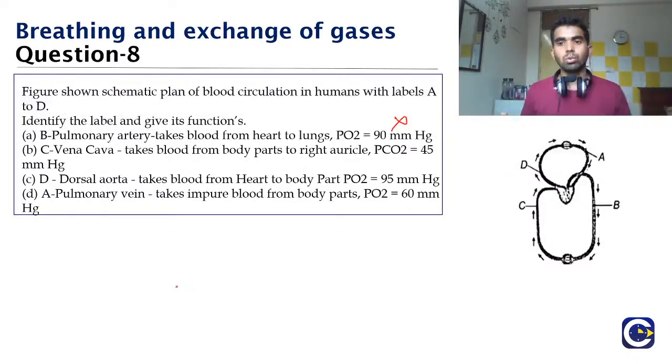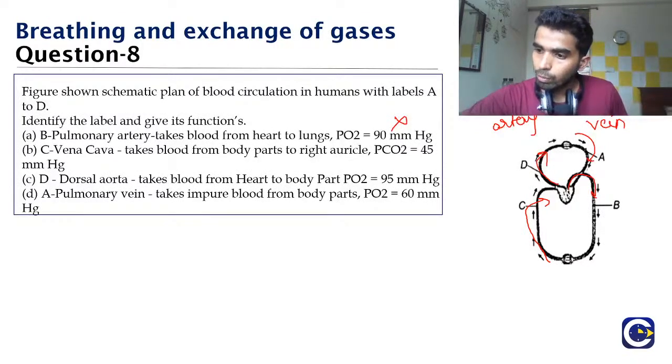For this I need to tell you one basic thing that you all should remember: if the vessels are going away from the heart, like this one, then those vessels are known as arteries. And if the vessels are coming towards the heart, then we add the word vein to them. So let us see what will be the correct answer.